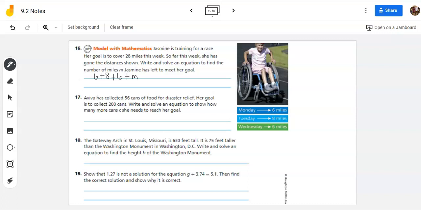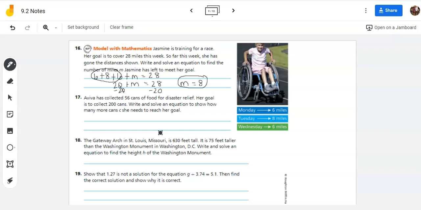So M equals, the total is 28. First, we have to add all three of these numbers together. When I do that, I get 20 plus M equals 28. So I'm going to subtract this 20 from either side. I ran out of room down here, so I'm just going to go right over here. 28 minus 20 is 8. So she has 8 more miles left to get to her goal.